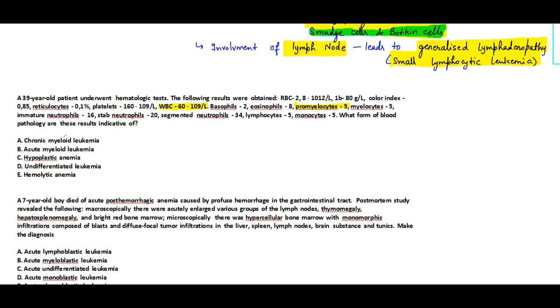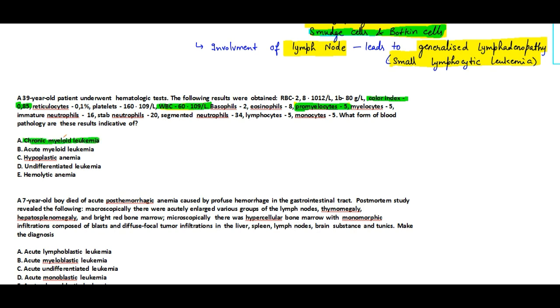Okay. So I have two questions here about that. So remember, the first question gives hemorrhagic stenosis and color index. So here the color index is given, but don't go for that. Reticulocyte, platelets and WBC. Here you can see the WBC is 60 into 10, which means more than 50. Basophils 2, eosinophils 2, and you see the promyelocytes will be 5. Here there is no blast cell. So no blast cell means it will be chronic. And here the promyelocytes, we are not seeing any lymphoid cells. So what will be our answer? That will be chronic myeloid leukemia.